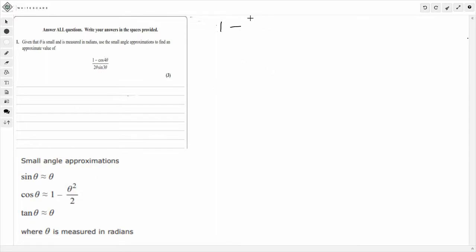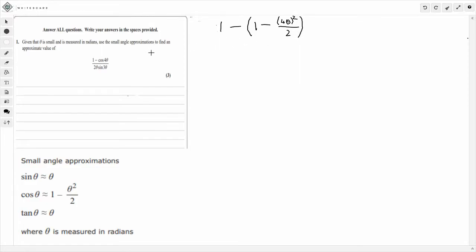So this is the same as 1 minus, and if I do it in a bracket, it might be a bit easier to see: 1 minus. So we're using this formula now. 1 minus theta squared. Well, theta here is 4 theta. So it's going to be 4 theta all squared, divided by 2. That's my numerator. So we're going to simplify that in a second.